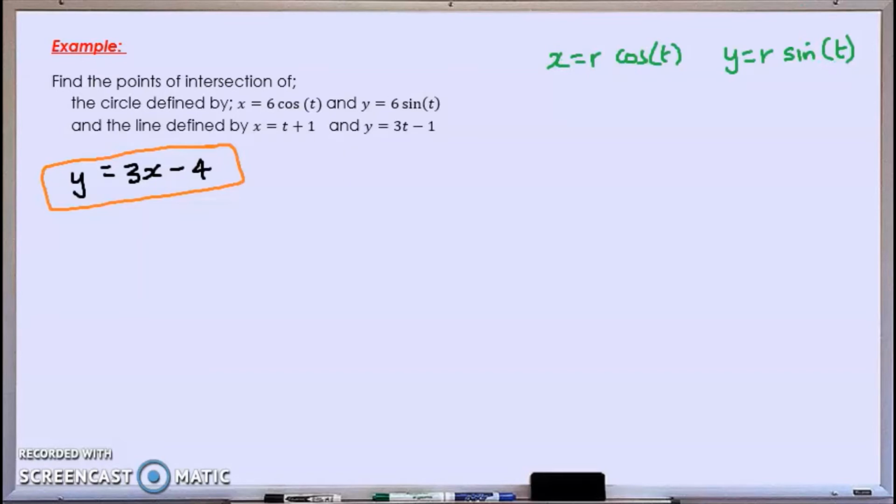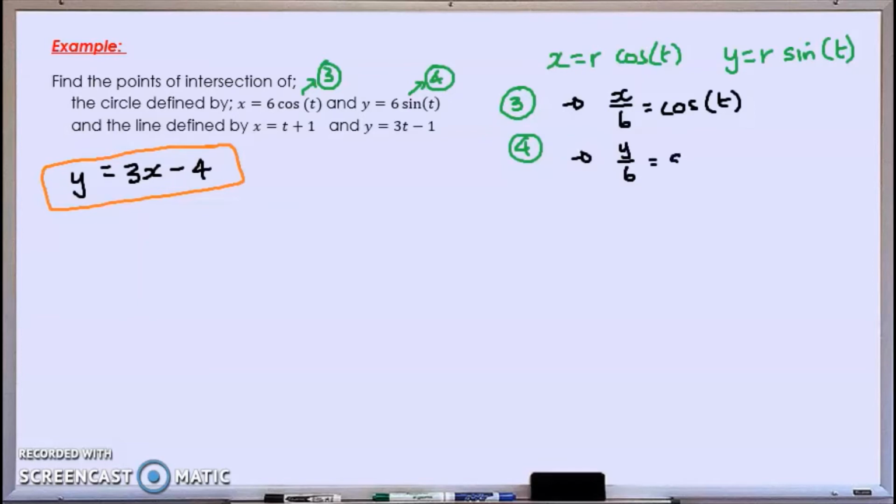First of all, looking at equation number 1, well, let's call this equation number 3 for consistency. I can write this, rather than x equals 6 cos t, as x divided by 6 equals cos t. And the next equation, which I'll call equation 4, I could write in the same way as y over 6 equals sin t.